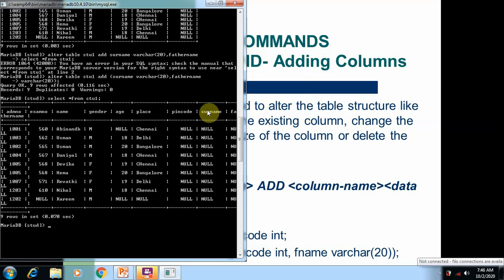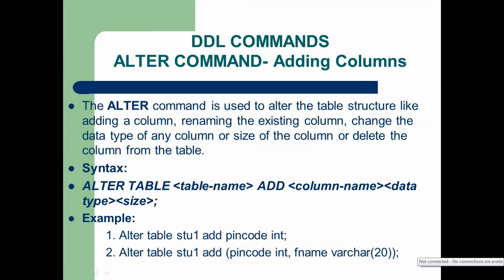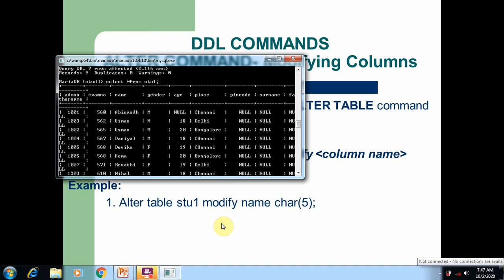Here you can see father name, surname. In open prompt you can see these columns clearly. So the next column command is modifying the column. Modifying the column means an existing column can be changed, renamed, or the column size can be reduced or increased. So here I'm going to execute the modify command.